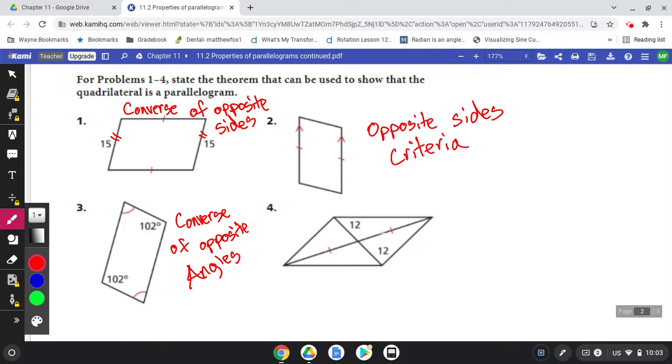Now the final one here, number 4. We have our diagonals, and we don't know what this length is. We just know that these two marks are the same, which means it is bisected because each of the diagonals is cut into 2 equal parts. So our final one will be the converse of the diagonals. That's what allows us to determine that, yes, this is a parallelogram.